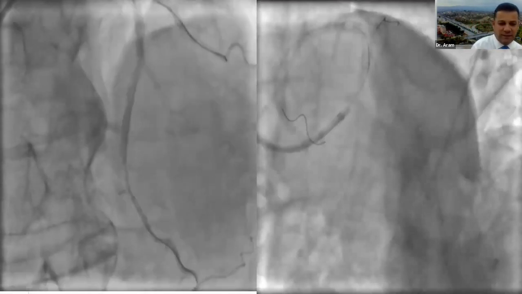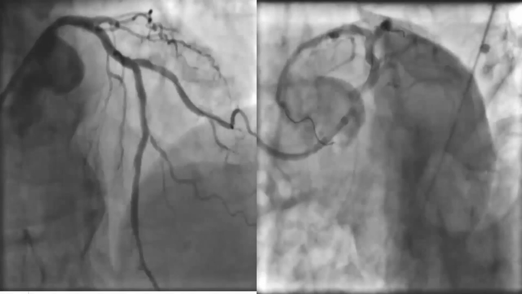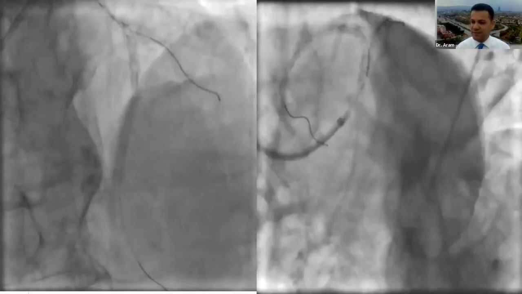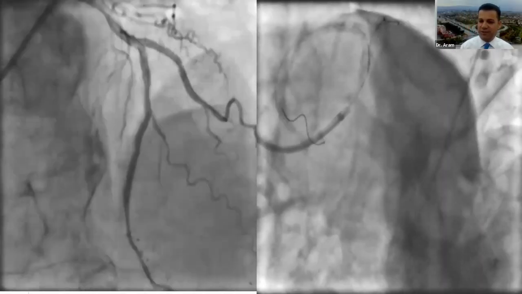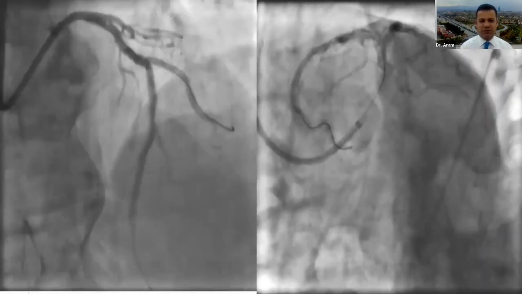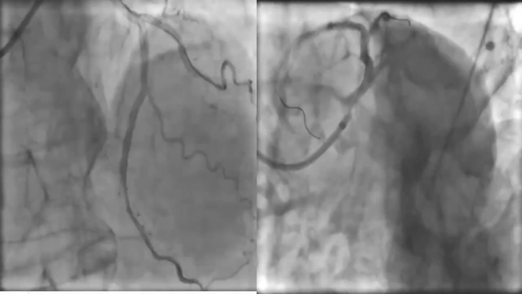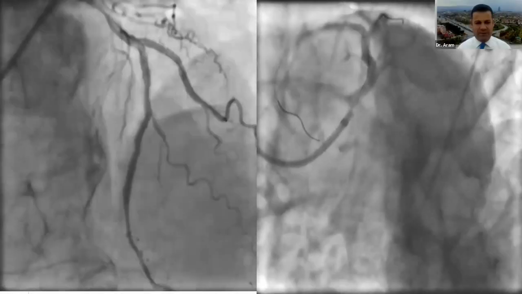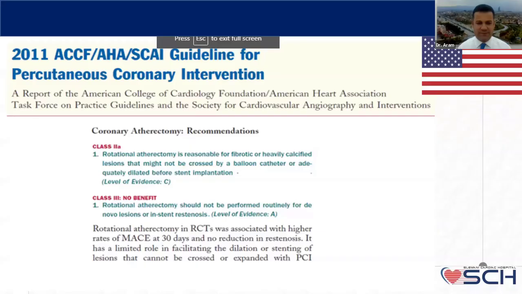So in these cases, it will increase your procedural success. It will never affect the future TLR. But imagine that if you have a patient with that and you don't have a rotablator, you cannot do anything for that patient. Definitely the procedure will fail.